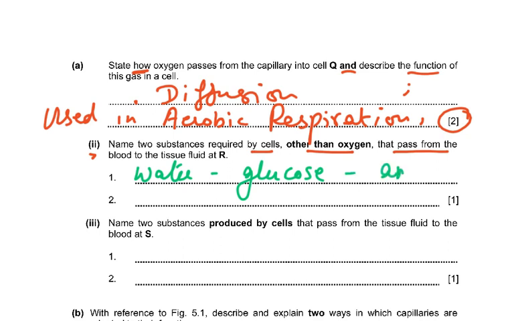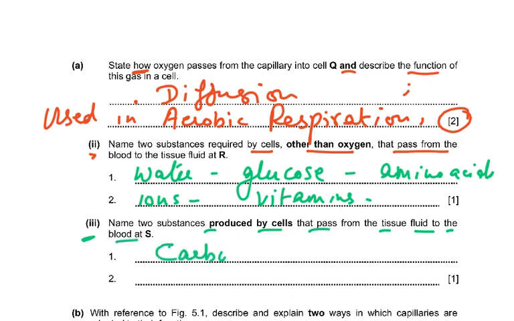And you could have said amino acids. Then you could have said ions. You could have said vitamins. And part 3, name 2 substances produced by cells that pass from the tissue fluid to the blood at S. So carbon dioxide. Carbon dioxide passes in the other direction. And you could have said water as well.